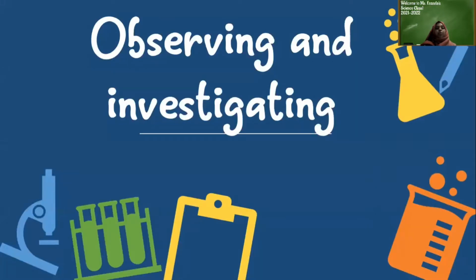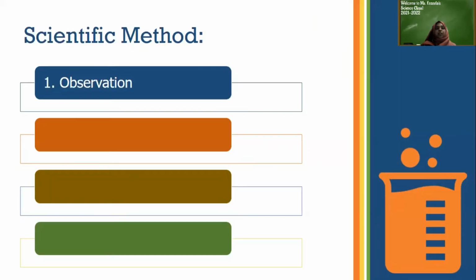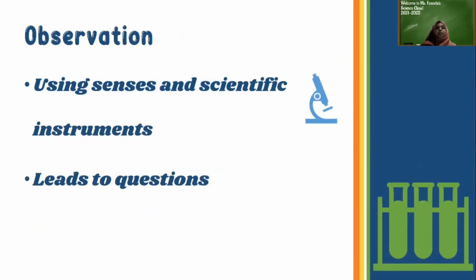Now, we are going to go deeply into observing and investigation. Okay? We're going to go step by step. So first of all, we are doing the observation. So how do we observe? We observe using our senses. What you see, what you feel, what you taste, what you smell, what you hear. So you use your senses. And also sometimes we use scientific instruments, like a microscope or maybe test tubes or maybe a magnifying glass. And then when you observe, it leads you to questions, right?